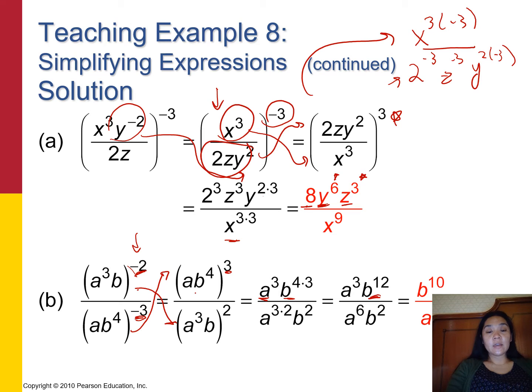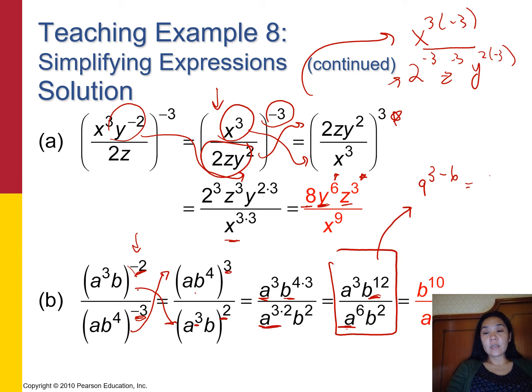And again, this is a cubed times 2. This is a to the 6th power. Okay? And then you have b to this b squared. Okay? And so again, you need to simplify this. This is not completed. So remember the quotient rule. This becomes a to the 3 minus 6, right? Which is a to the minus 3 power times 12 minus 2, which is b to the 10th power.